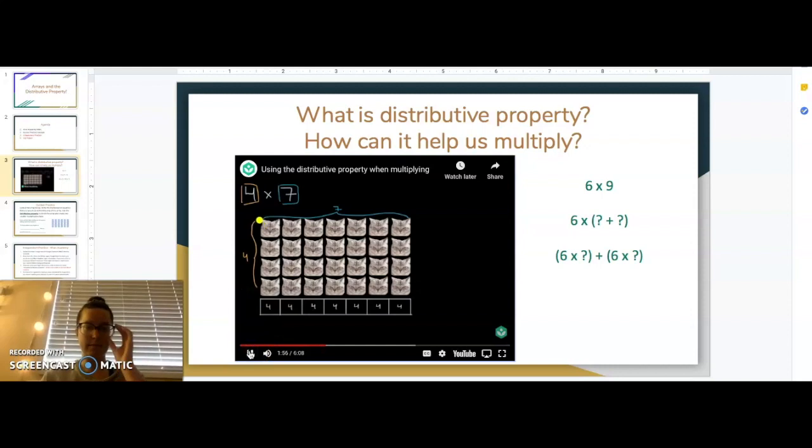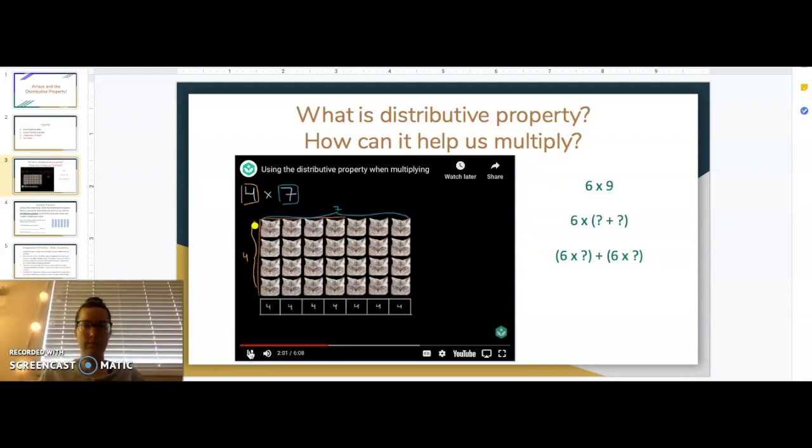So what if we tried to first figure out this many cats? So 4 rows and 5 columns right over there. And then we tried to figure out this many cats, 4 rows and 2 columns. And you can see that it's the exact same number of cats.